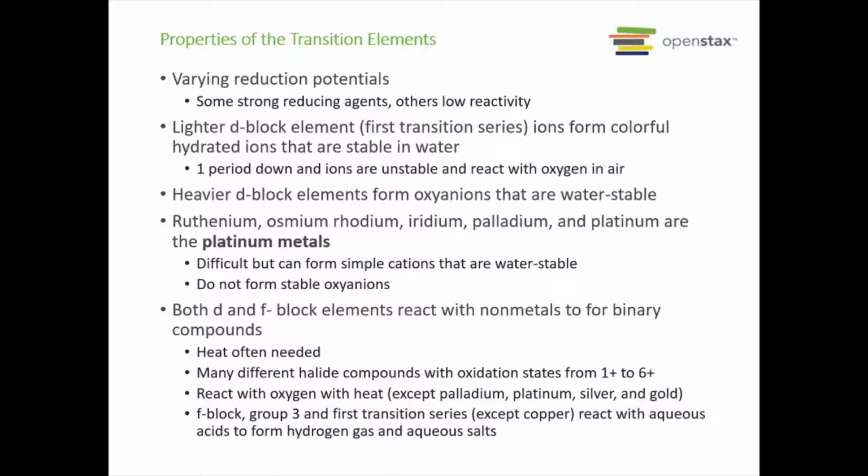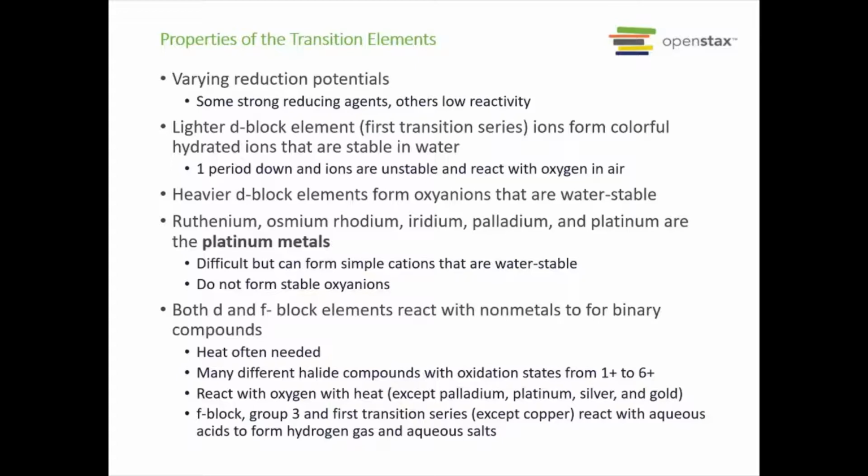The lighter d-block elements, like the ones from the first transition series, can form very colorful hydrated ions that are water stable, such as chromium 3+, iron 3+, cobalt 2+. These tend to be very colorful. But if you go just one period down, the ions tend to be unstable. So molybdenum 3+, ruthenium 3+, iridium 2+ are very unstable, and they will react very quickly with oxygen from the air. But those heavier d-block elements, to be water stable, tend to be oxyanions instead.